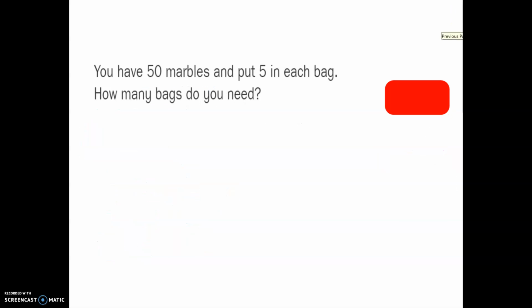Here's one more. You have 50 marbles and put 5 in each bag. How many bags do you need?